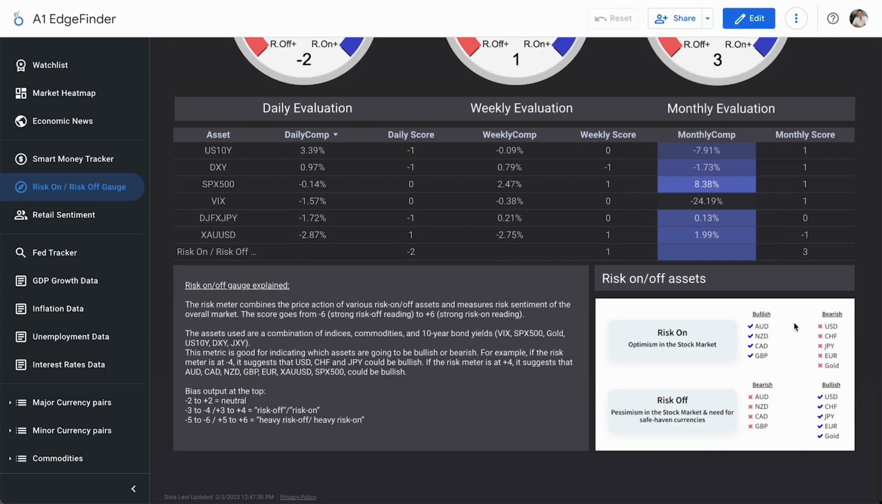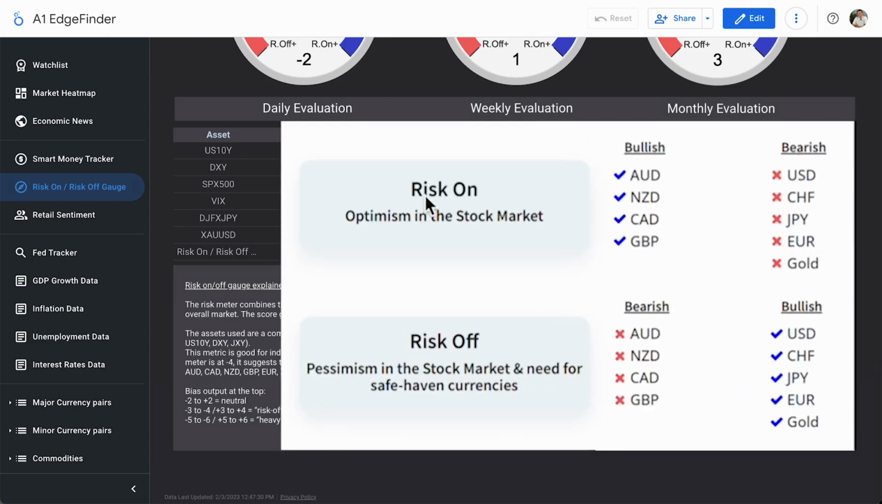So basically we have this little list right down here. And so risk on pairs or assets, the Australian dollar, New Zealand dollar, Canadian dollar, and the pound are not necessarily safe haven currencies. And as things like stocks do better, then oftentimes these pairs look, or these assets look bullish here. But if you're looking for safe haven currencies or times when the stock market is not doing so well, oftentimes these are the bullish assets here.